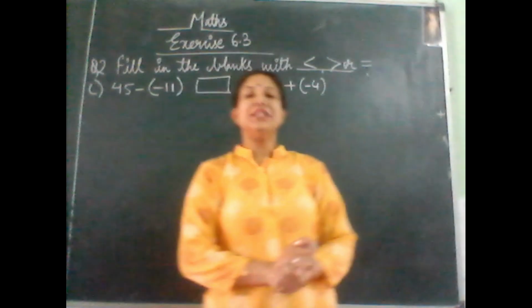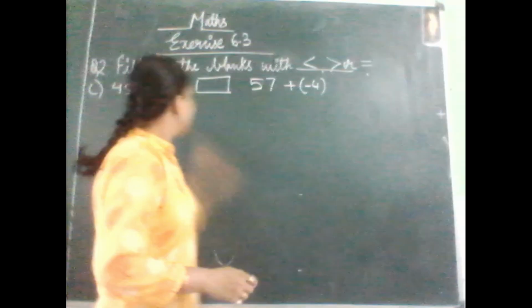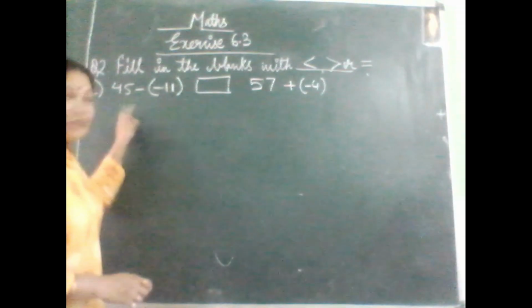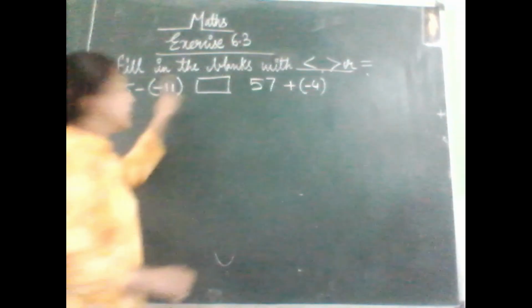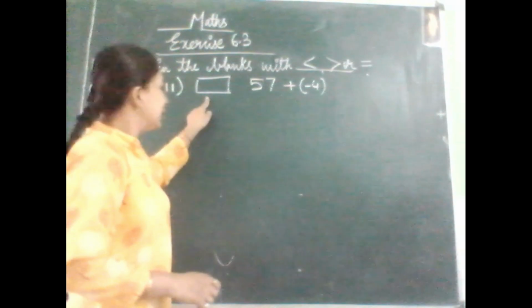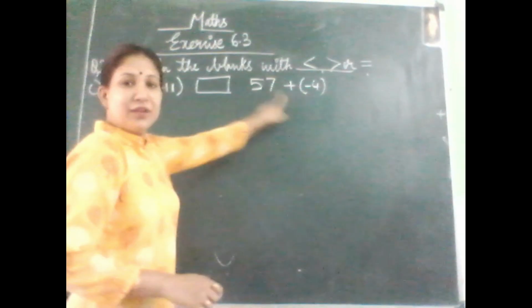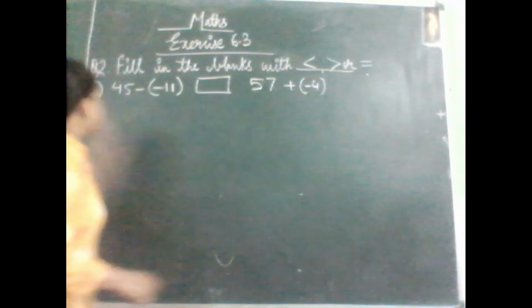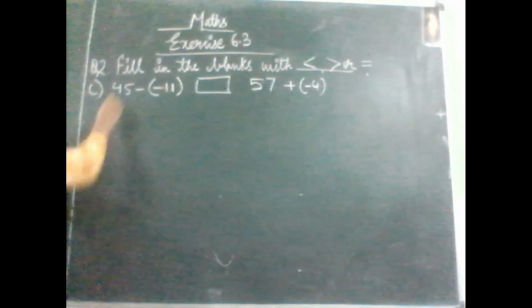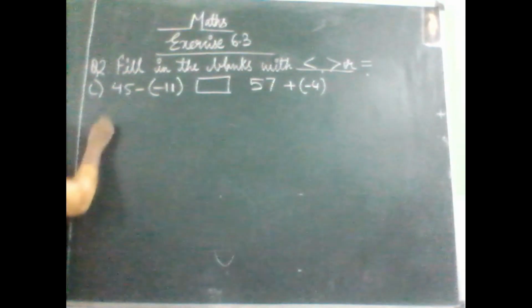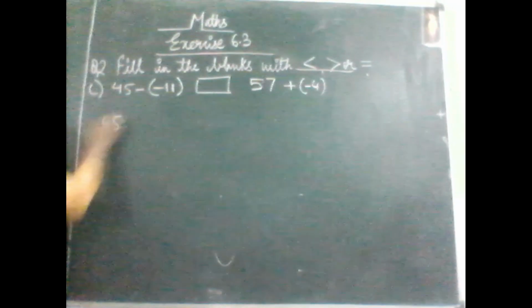So this is the solution for your B part. Now let's check the C part of the second question. Here the question is 45 minus of minus 11. Is it less than, more than, or equal to 57 plus of minus 4? So we will first open the bracket. Here you have no bracket, so you copy down 45 as it is.